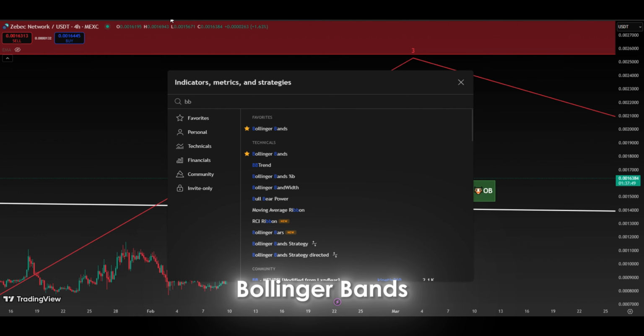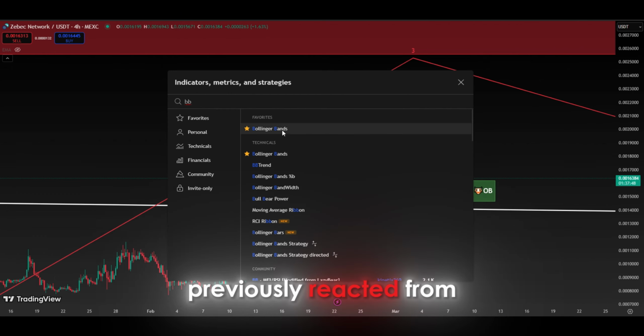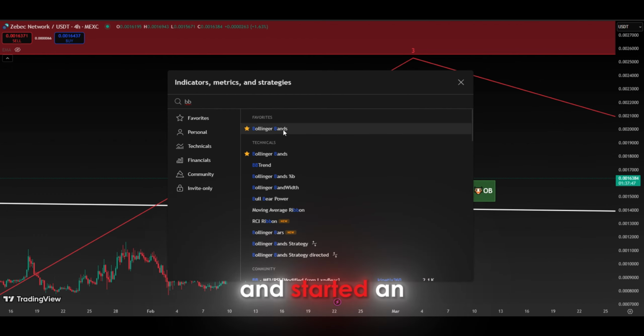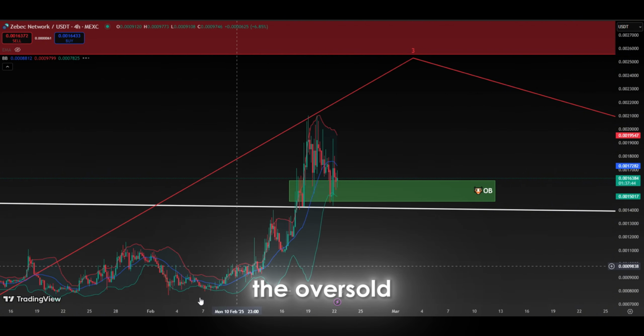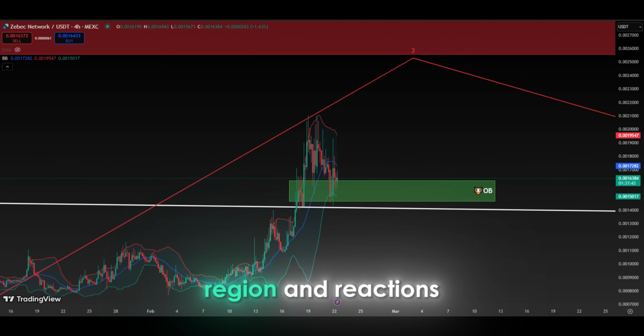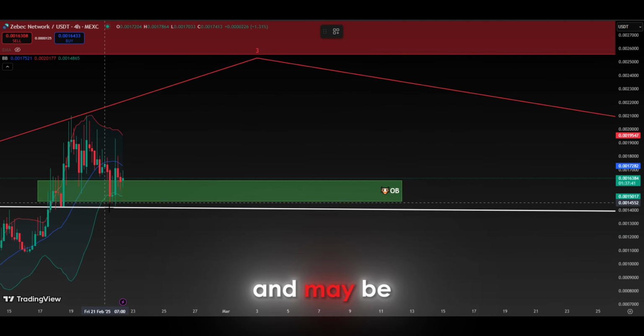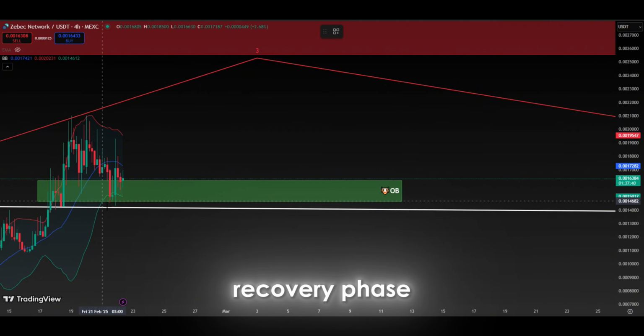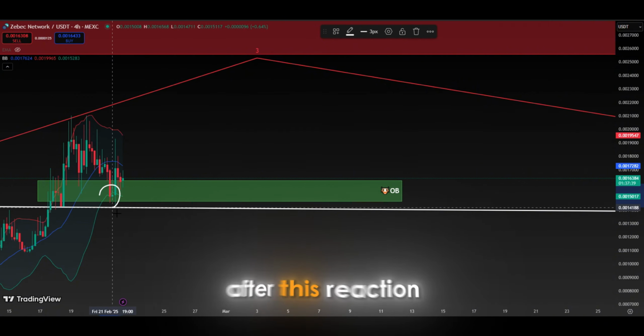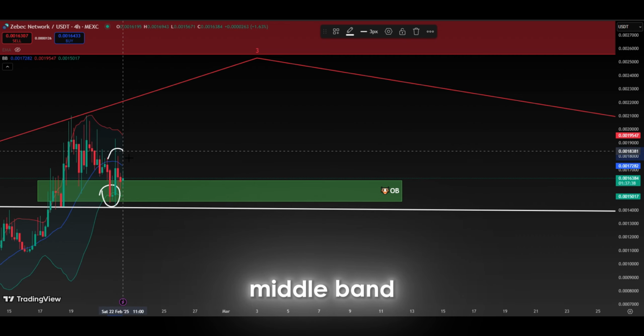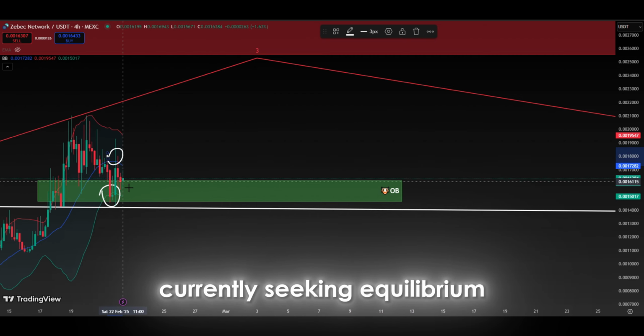Looking at the Bollinger Bands, we can see that the price previously reacted from the lower band and started an upward movement. The lower band is typically considered the oversold region, and reactions from here indicate that the market is being supported by buyers and may be entering a potential recovery phase. After this reaction, the price has managed to rise up to the middle band, where it is currently seeking equilibrium.